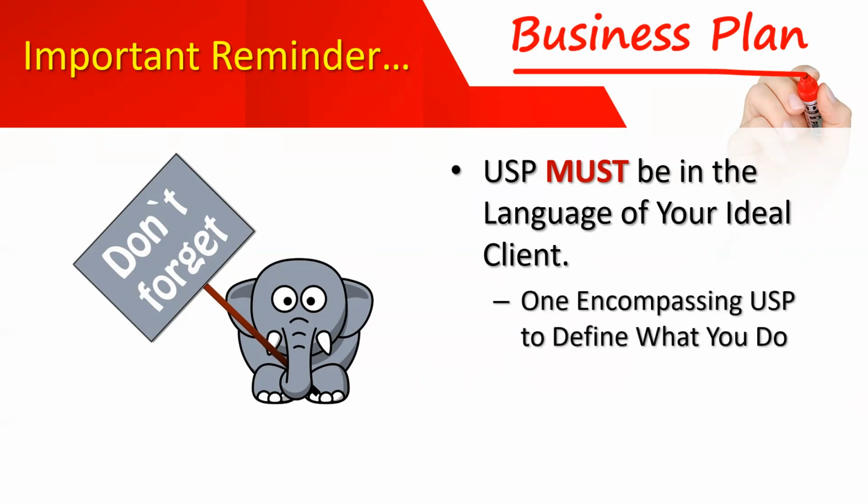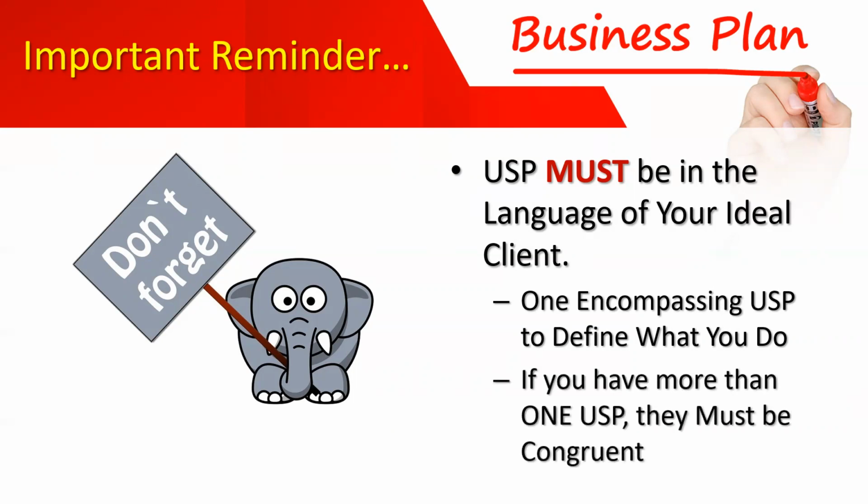Now, you may do more than one thing, but you want one all-encompassing value proposition statement that defines everything that you do. You can have some other additional value statements for various aspects of your business, but they've got to be congruent with your overall message, lest you confuse the client in their mind. And if you create confusion in the mind of a client, you disrupt the thinking process. And when you disrupt the thinking process, what we know from psychometrics and from neuroscience, you disrupt their ability to say yes to your answer.